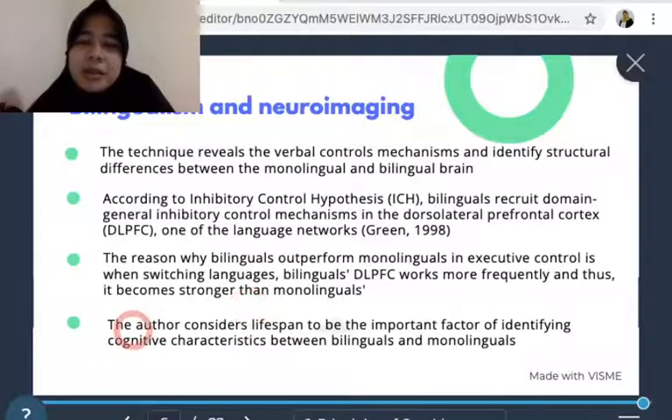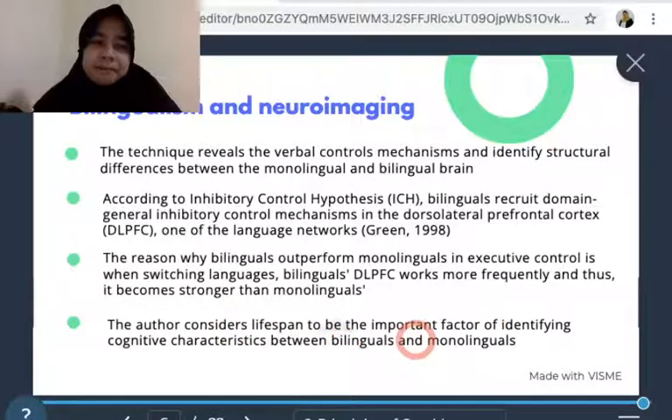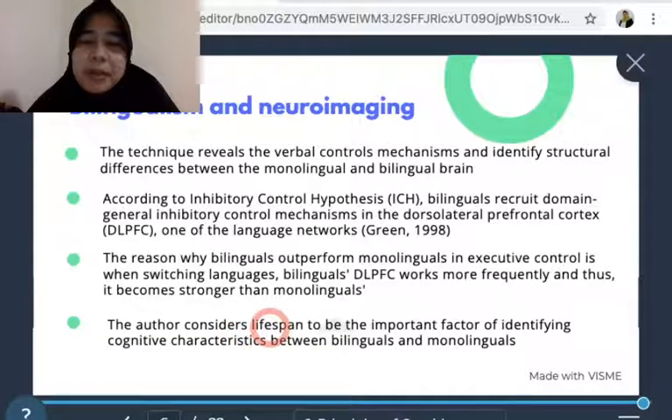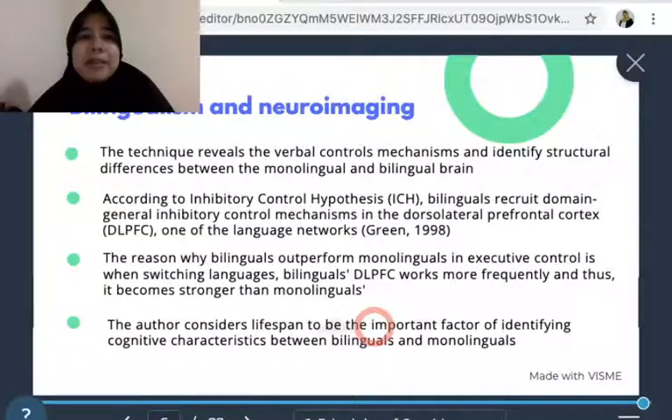Okay, the authors consider lifespan to be an important factor in identifying cognitive characteristics between bilinguals and monolinguals. It means that the authors think that even though neuroimaging can be an alternative technique in bilingual research, lifespan research again needs to be an important factor if we want to see the cognitive characteristics between bilingual and monolingual speakers.